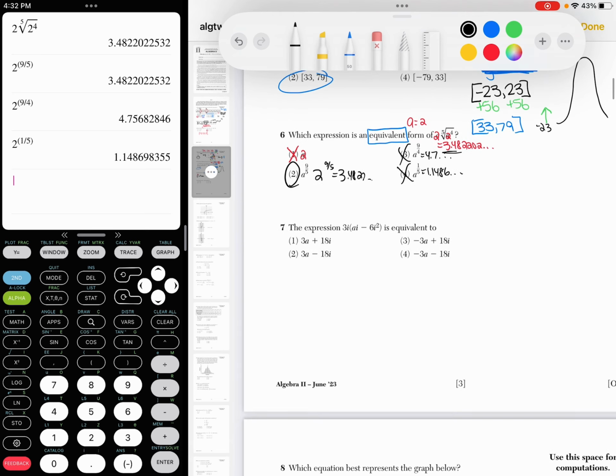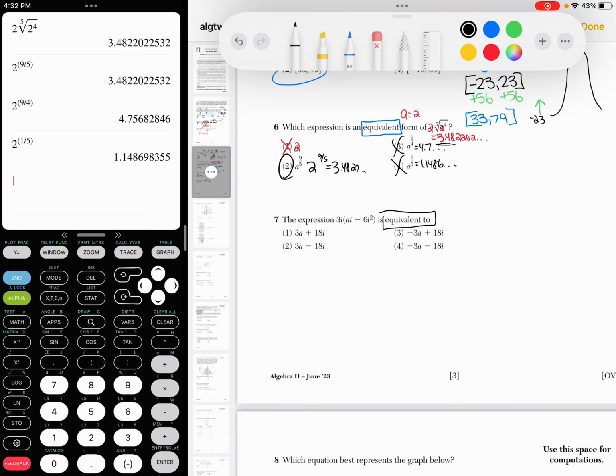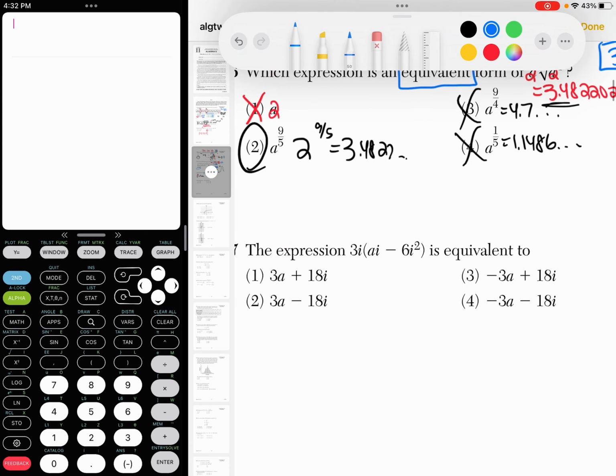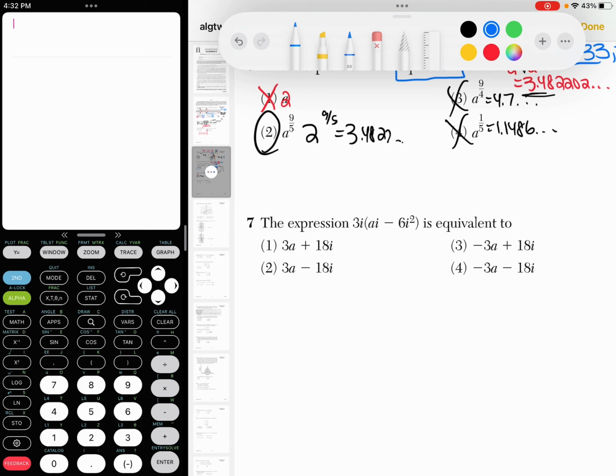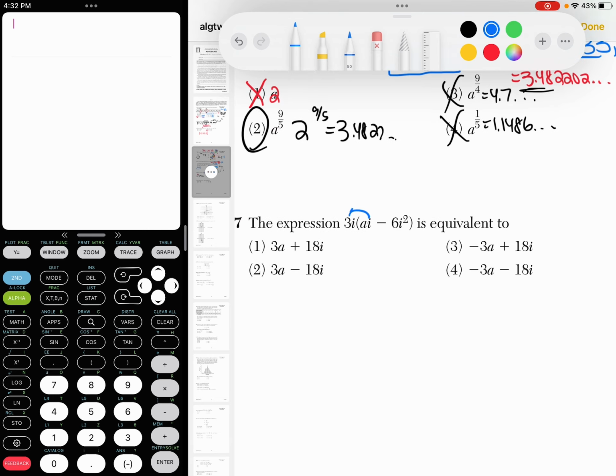Oh my gosh, look at number 7. Equivalent to. There it stinking is again. It's all over this exam. Okay, I'm going to show you the right way first, and then we'll go over the checking, cheat code, shortcut way. So I have to distribute. It's the only thing that can be done to this original expression to simplify it in any way.